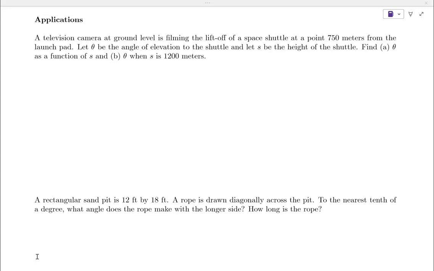Other questions at all? All right, well, let's go ahead and talk about a couple of these application problems that we didn't get a chance to get to last time before we get into the new stuff.